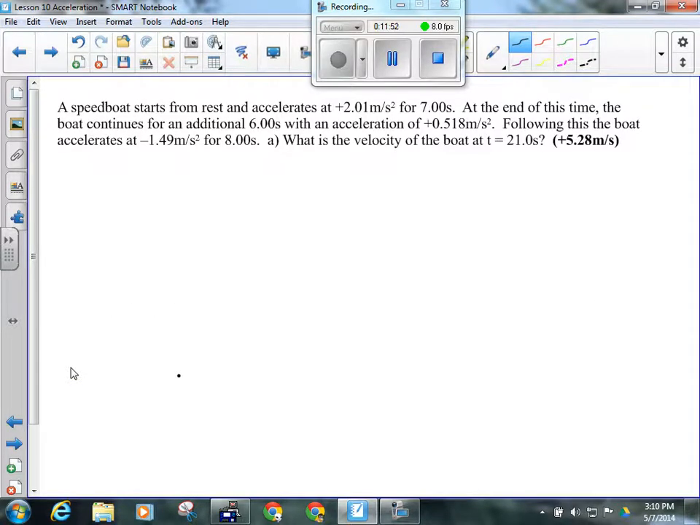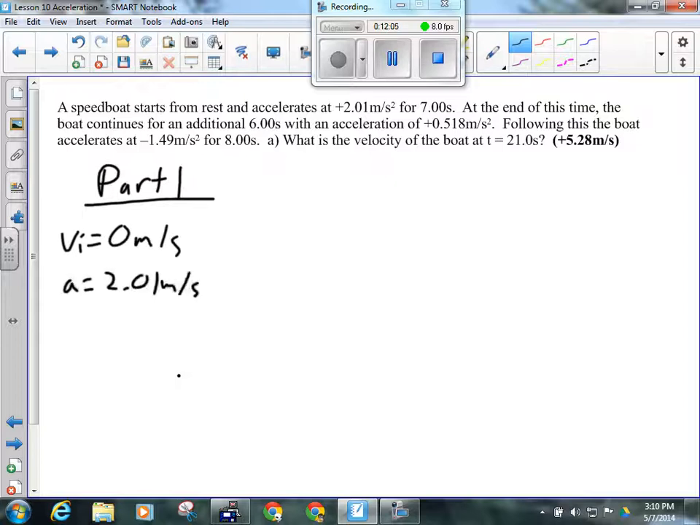Okay, so this is a three-part question. You've got like three separate things going on. Okay, so it starts from rest, so I'm going to go in part 1. It starts from rest, so VI is 0 meters per second, accelerates at 2.01 meters per second squared for 7 seconds. Okay, at the end of this time, the boat continues for an additional 6 seconds with an acceleration of 0.518. So I need to know how fast it's going at the end of part 1 so that I can have an initial velocity for part 2. All right, so that's what I got to do first, is find VF here.